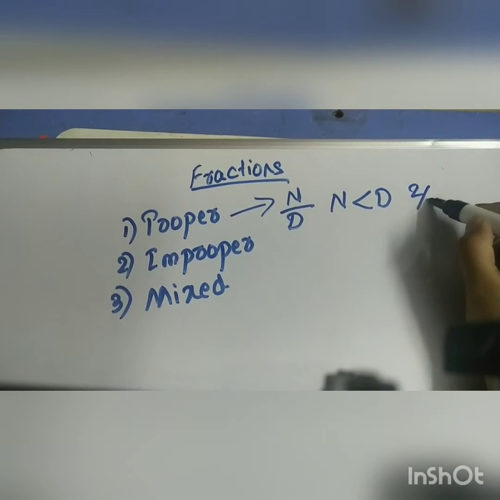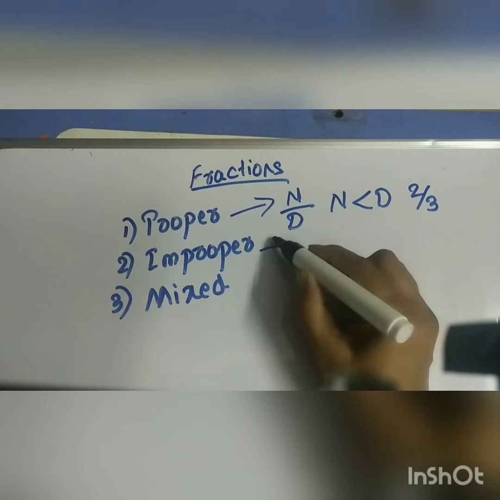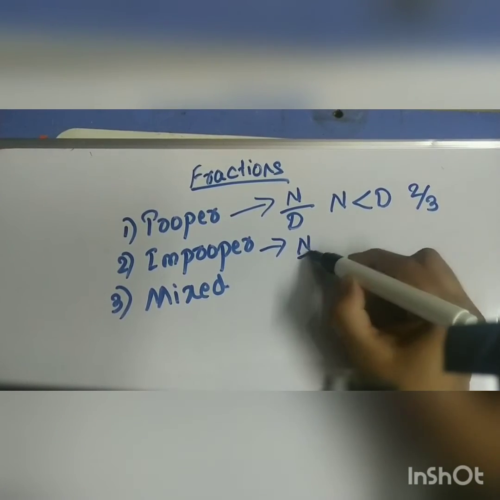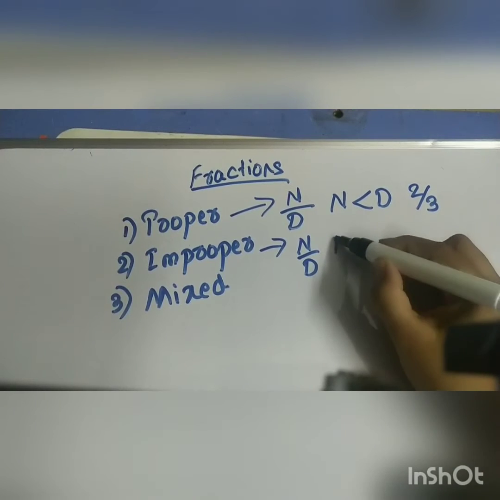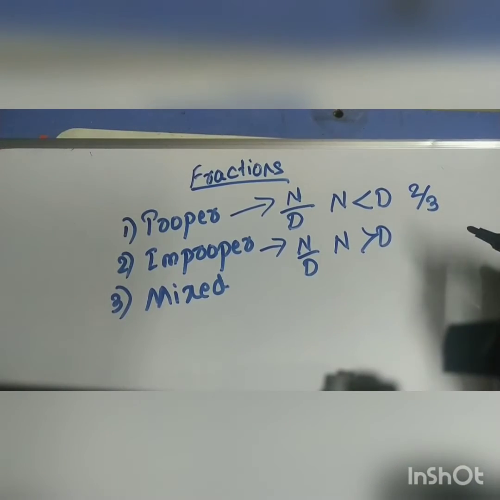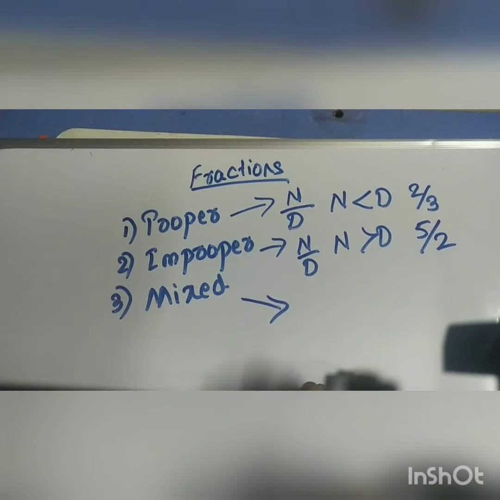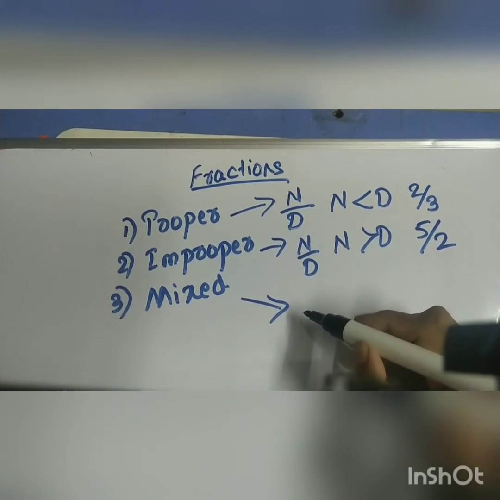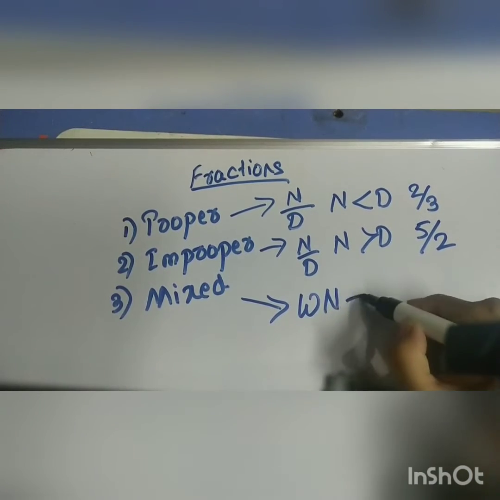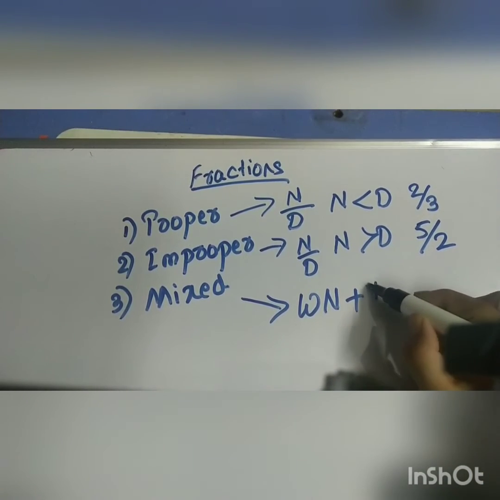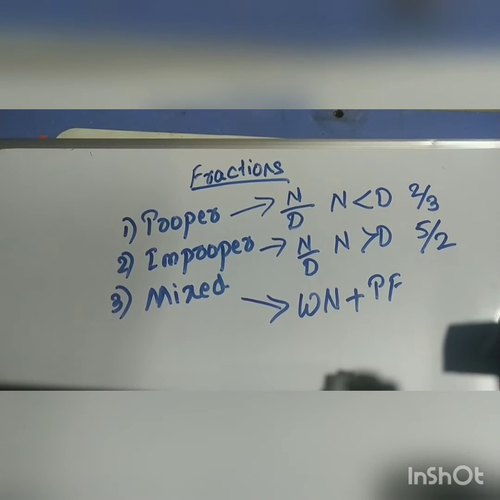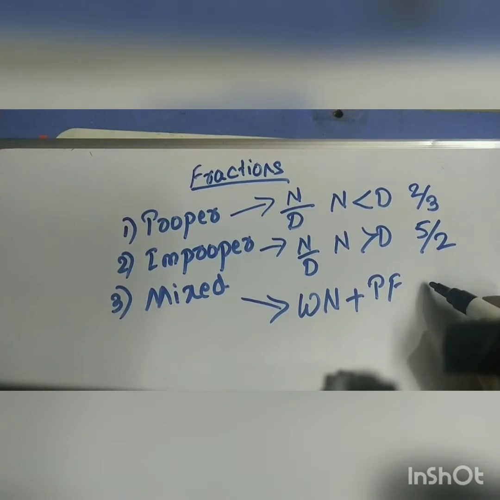An example would be 2 by 3. And if the numerator is greater than the denominator, we call it an improper fraction. The example for it would be 5 upon 2. Okay, a mixed fraction is a mix of a whole number and a proper fraction. An example of it would be 3 and 1/2.